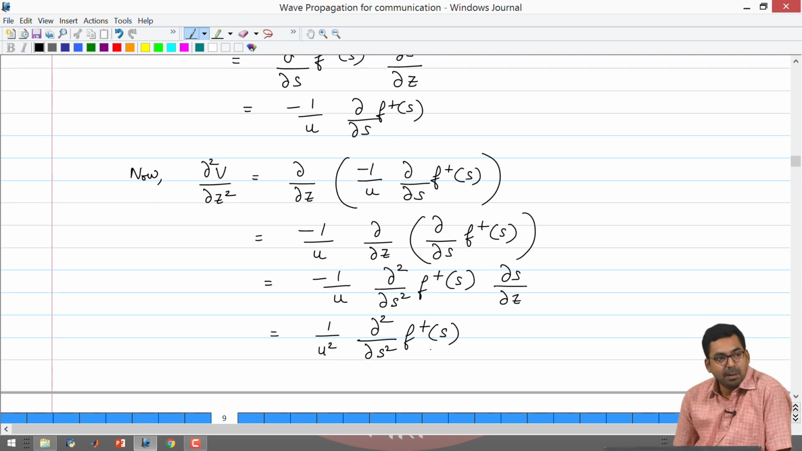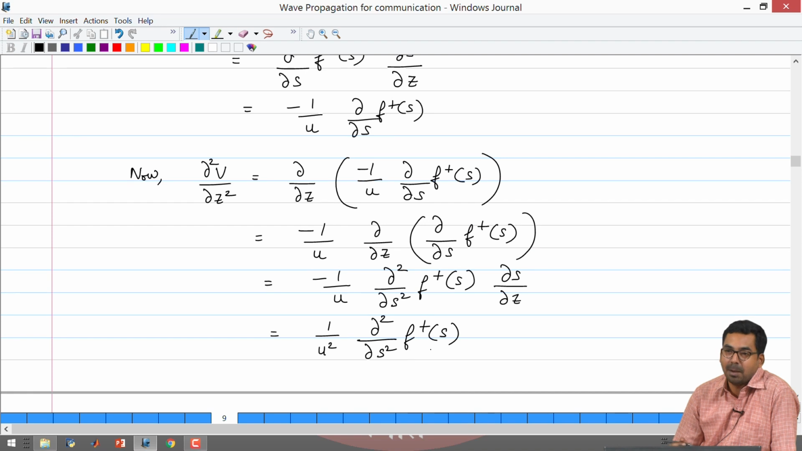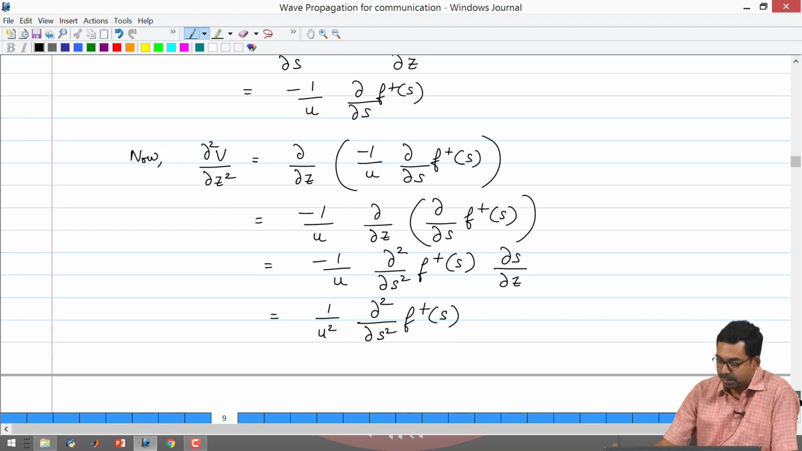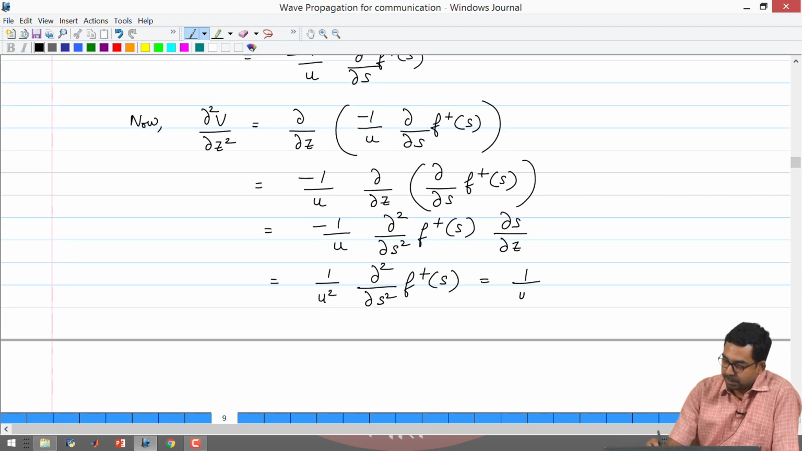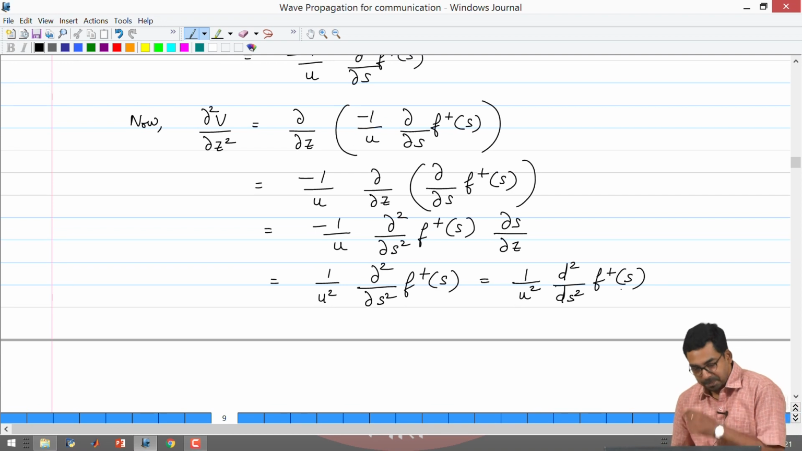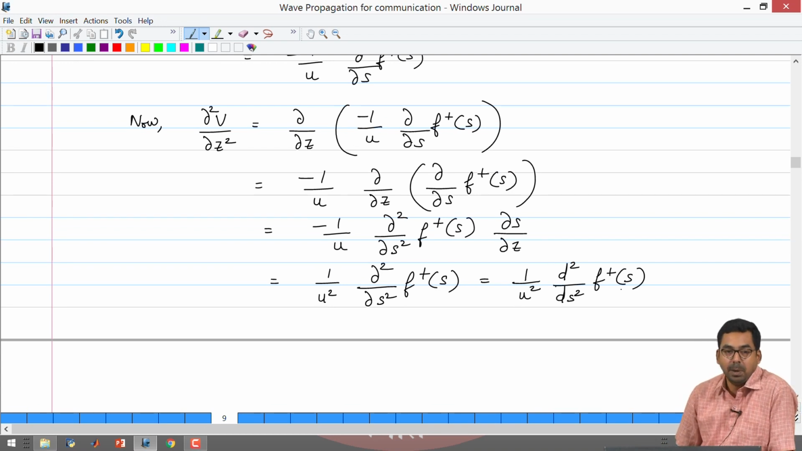Now, f is simply a function of s, all right. There is no other independent variable involved after you have made a change of variable. So, this partial derivative can be converted to an ordinary derivative. You do not need to have a partial derivative over there, because there is just one independent variable for your f plus function. So, we can simply write this down as 1 by u square d square by ds square of f plus of s. This is the left hand side of the equation, assuming a part of the general solution, right. And we can go to the right hand side.